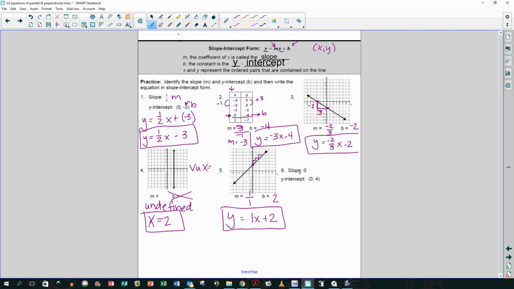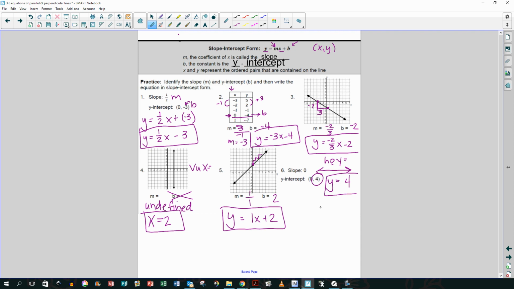All right, here we have a slope of 0, and my y-intercept is 4. Remember, horizontal lines have a slope of 0, and their equation is y equals. Well, what does y equal? Well, it equals the number it goes through on the y-axis, y equals 4. And yes, it is that easy.